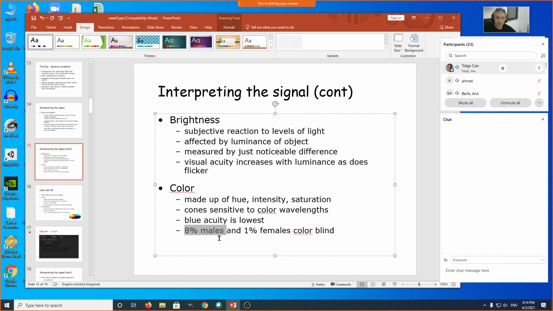So when 8% of the males are colorblind, this may be at different levels, but you need to know this when we are designing interfaces in which there's a color in between red and green, some greenish reddish color, and there's some color similar to that. They may not distinguish between those two.